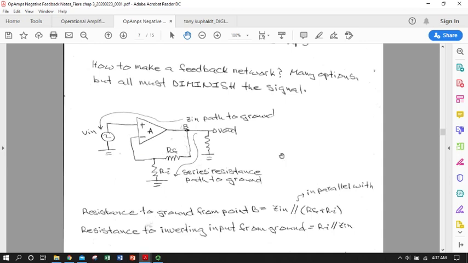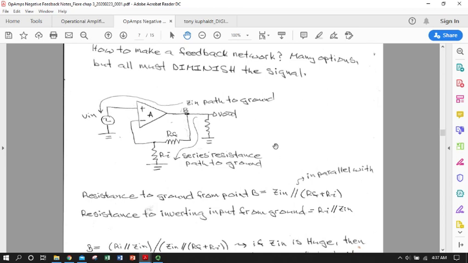If we want to get really strict, we can use the same methods that we used when we were doing our KVLs and measuring input and output voltages in our BJT circuits, and apply it here with a few rules about what has a high and low input impedance in our op amp, and look at the resistance to ground from point B.